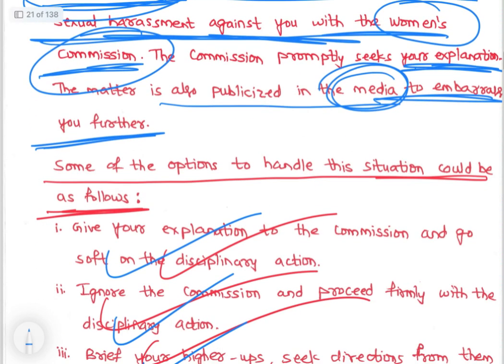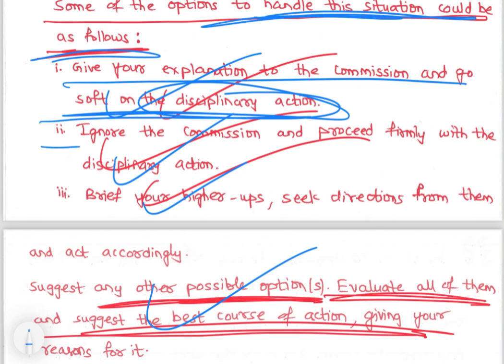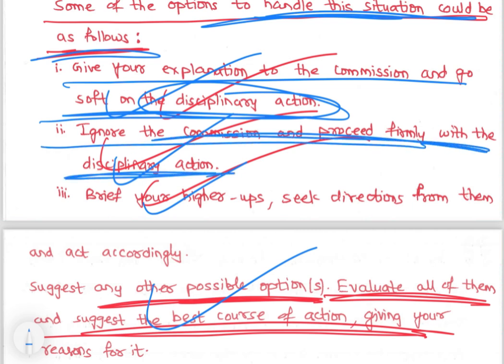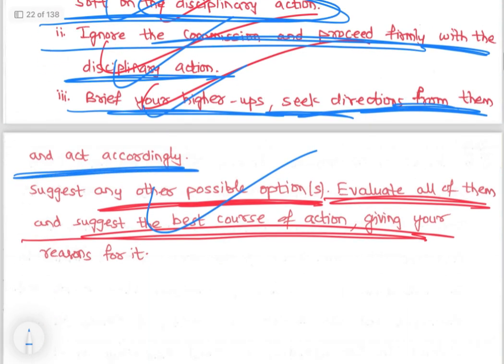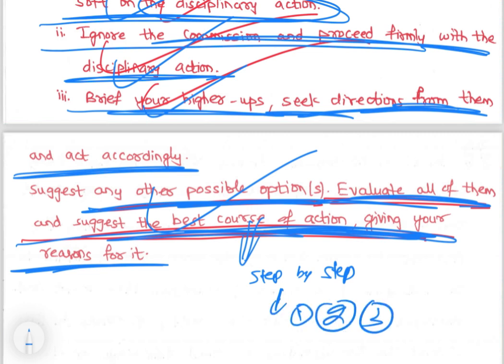Right? So some of the options to handle the situation could be as follows. Give your explanation to the commission and go soft on the disciplinary action. Ignore the commission and proceed firmly with the disciplinary action. Brief your higher ups, seek directions from them and act accordingly. Okay, suggest any other possible option, evaluate all of them and suggest the best course of action, giving your reasons for it. See, again, best course of action is step by step. That is from first step to last step. First step में क्या लोगे, second step क्या लोगे, third step क्या लोगे, fourth step क्या लोगे, so on. You will be discussing. Right.